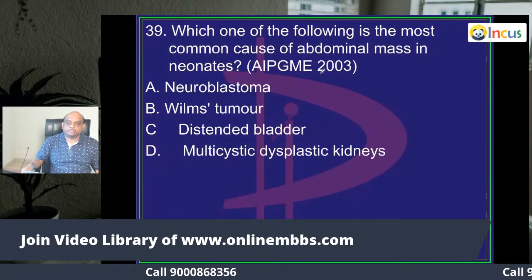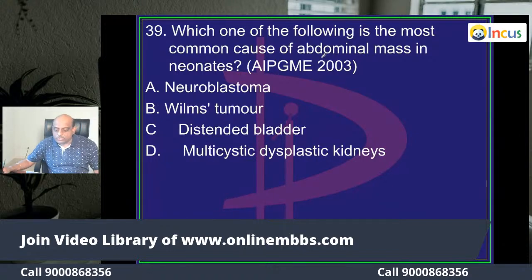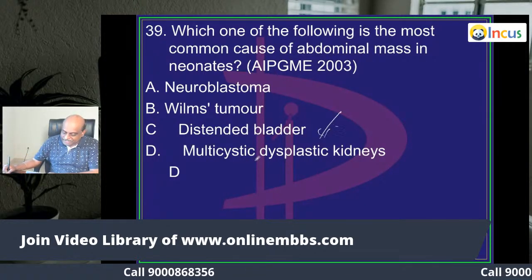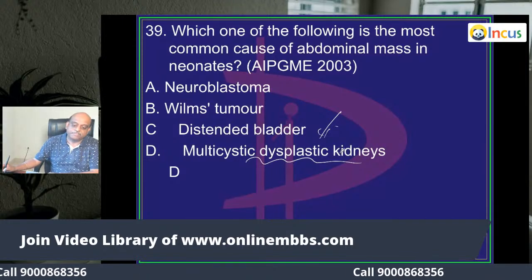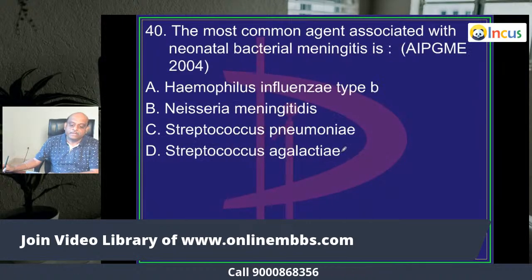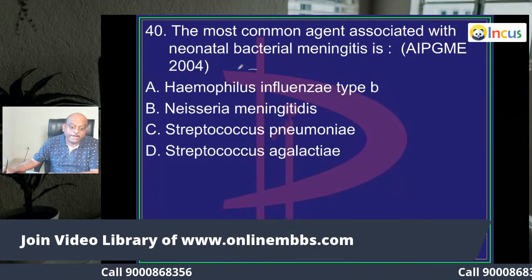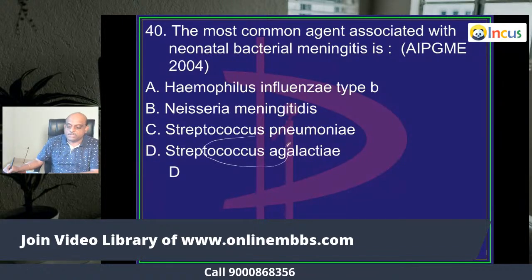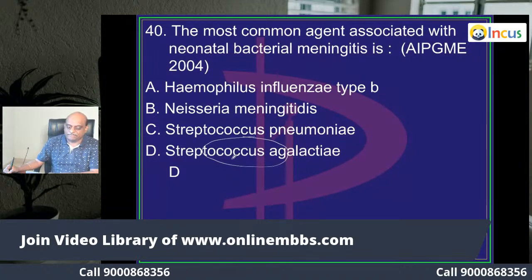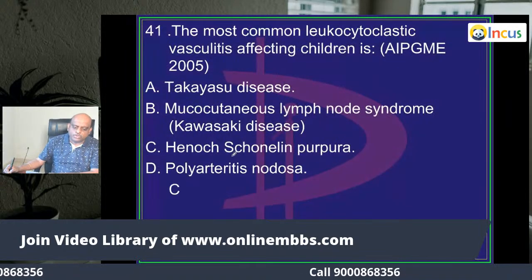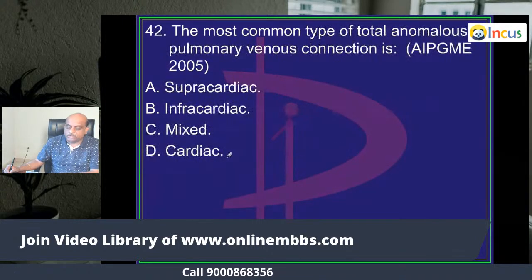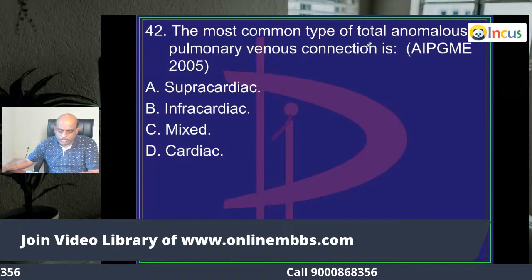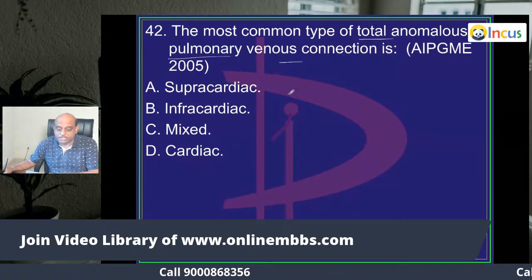Now, doctor, the common cause of abdominal mass in the neonates, multicystic dysplastic kidneys. The most common agent, neonatal bacterial meningitis, group B Streptococcus, Streptococcus agalactiae. The most common leukocytoclastic vasculitis is Henoch-Schönlein. The most common type of total anomalous pulmonary venous connection.